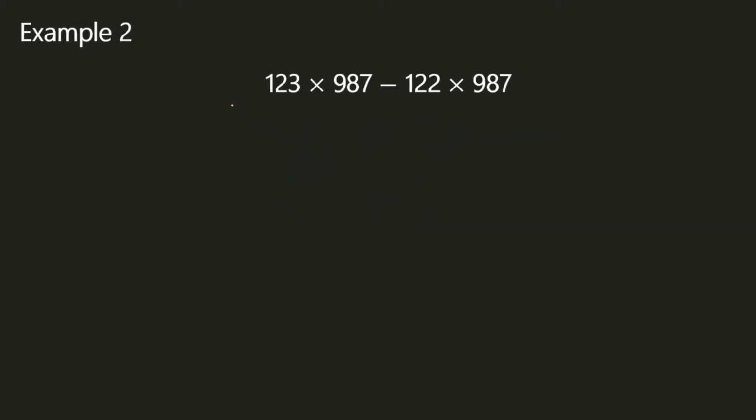Now take a look at this problem. We again have two multiplications resulting in two products, but this time they're being subtracted from one another. So if we attempt the factorization method, the answer can be very quickly computed, and it is 987. Now let's do it step by step first and see how that came about.